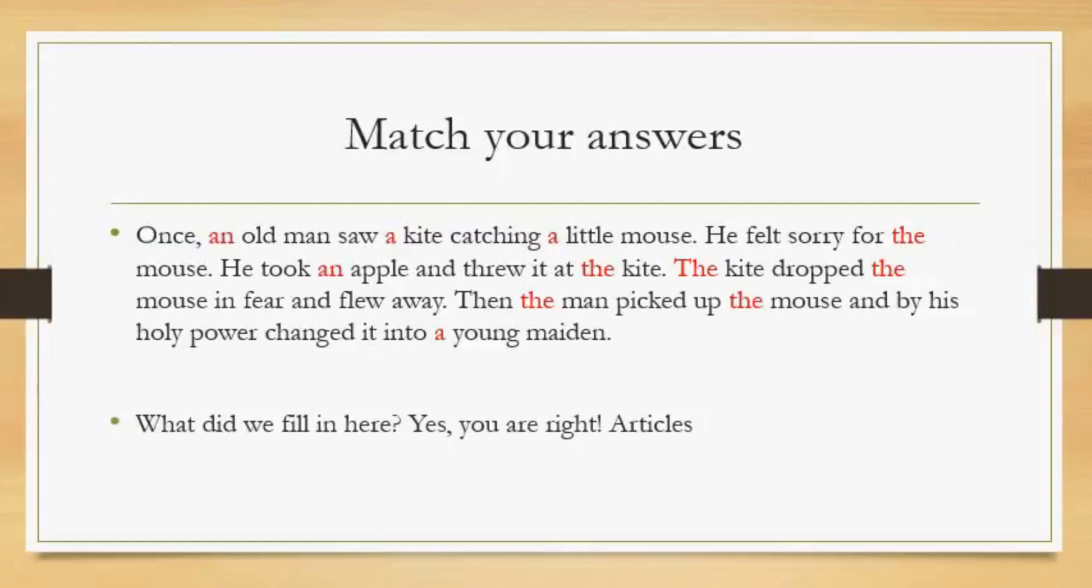Here are the answers. Once an old man saw a kite catching a little mouse. He felt sorry for the mouse. He took an apple and threw it at the kite. The kite dropped the mouse in fear and flew away. Then the man picked up the mouse and by his holy power changed it into a young maiden.